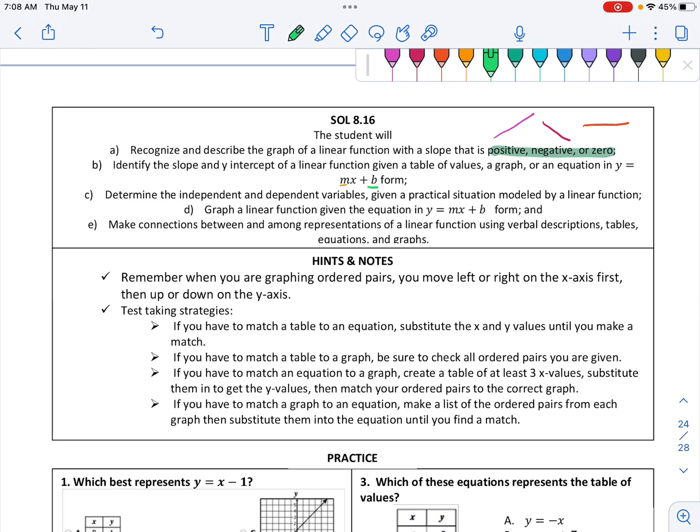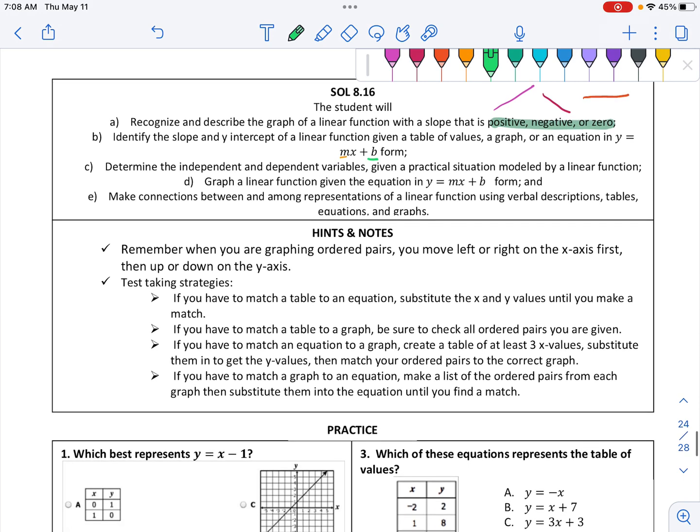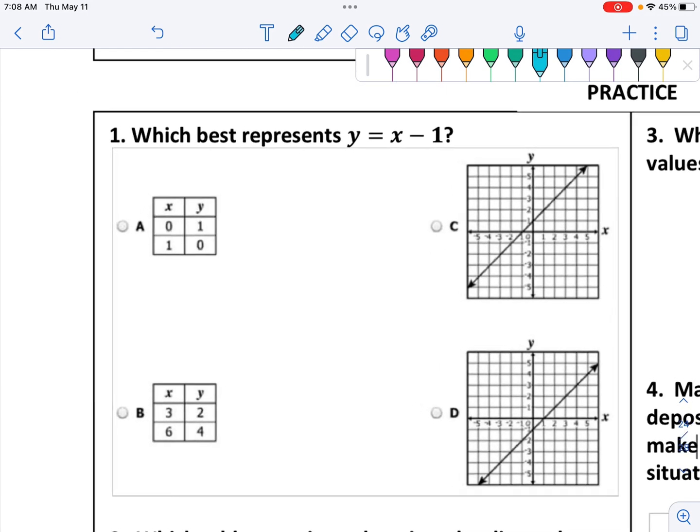All right, so remember when you graph points, we always put the x value first, so that first number is how far left and right we go. Let me make a note of that. Left and right comes first, and then comes your up and your down. All right, so let's go ahead and look at our first problem.